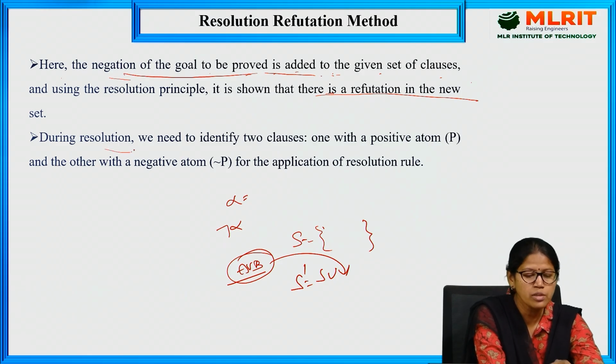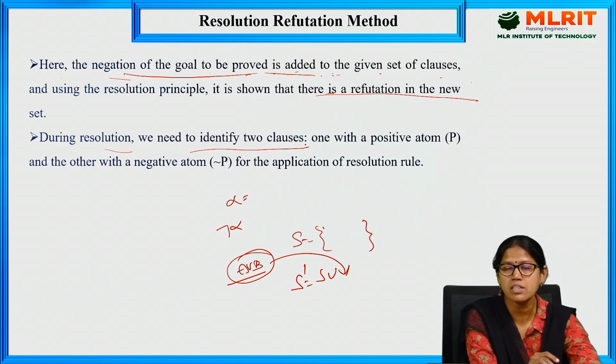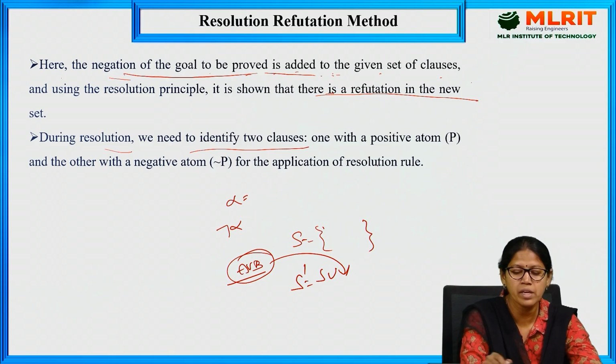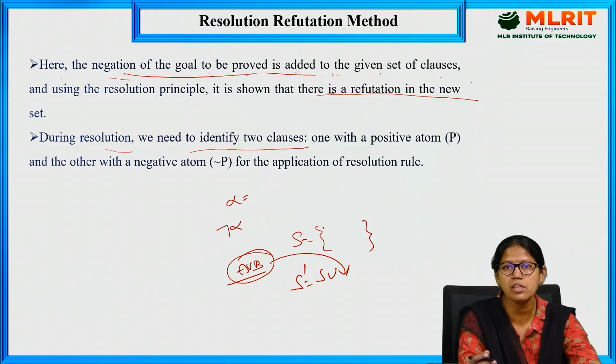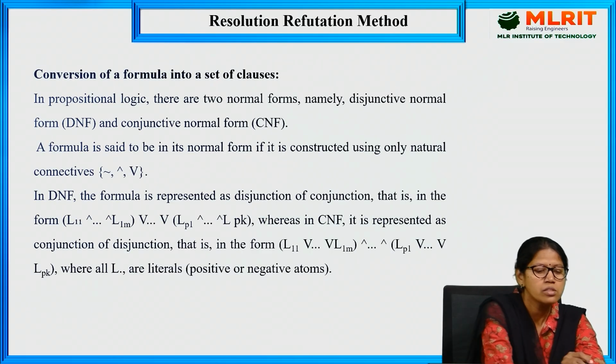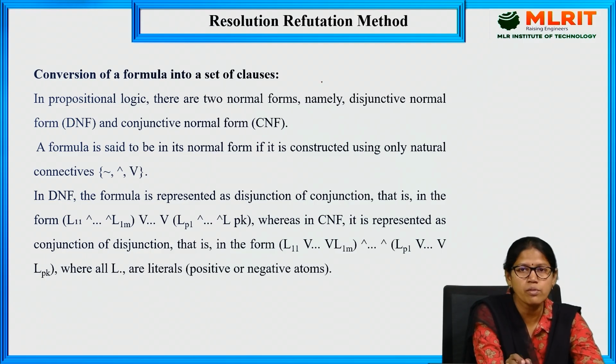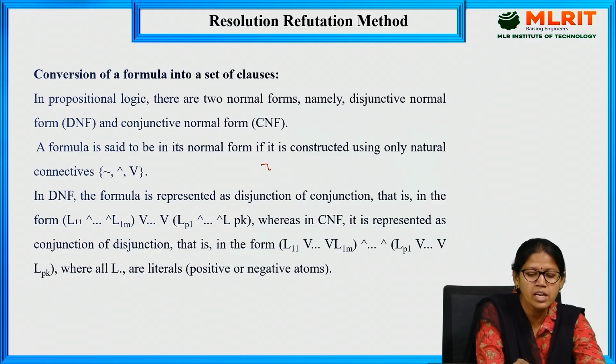During the resolution, we need to identify two clauses. One is positive, another one is negative. That is a complementary pair. We resolve that complementary pair, and we get the new atom. So here in the resolution refutation method, first we'll see the set of clauses. A clause consists of the values negation and disjunction.